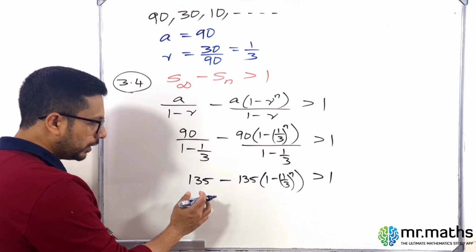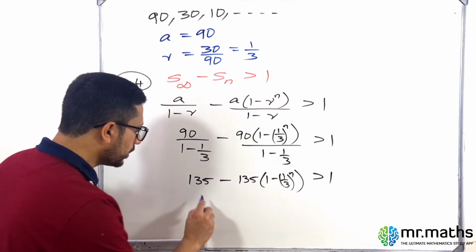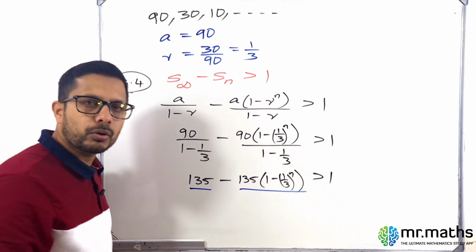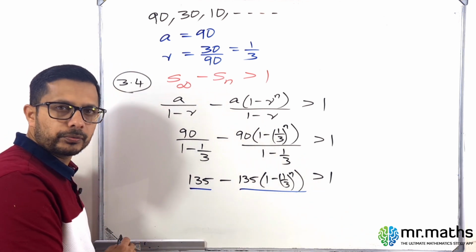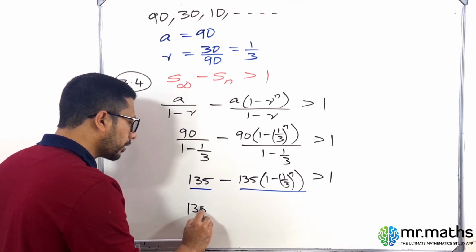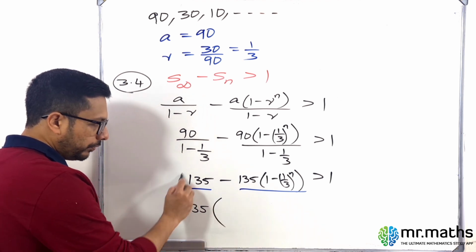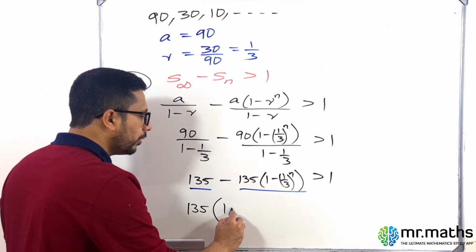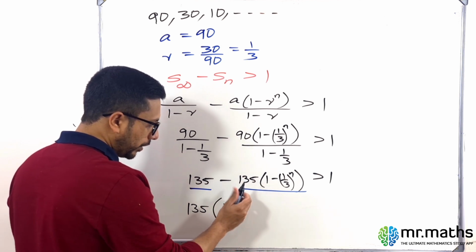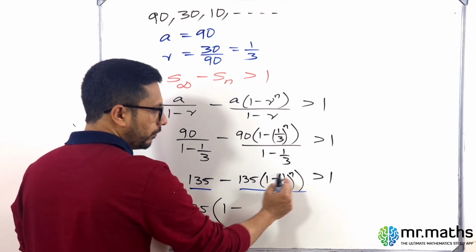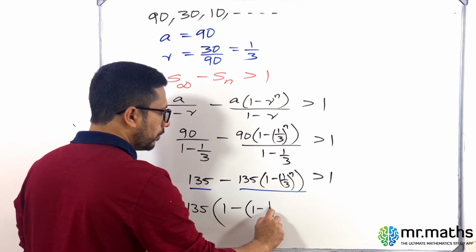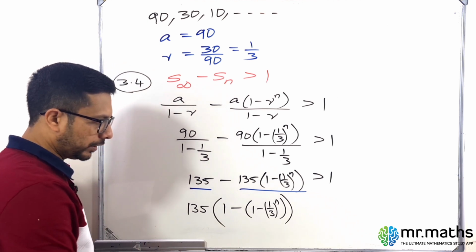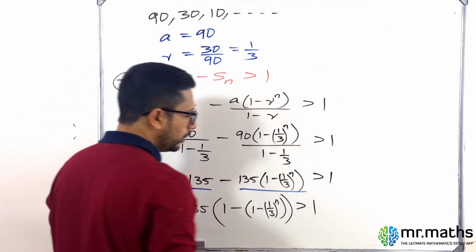So here you can see that there are two terms. This is the first term and this is the second term. So from those two terms, what is a common factor? 135 is a common factor. So take that 135 as common factor. If I take 135 from here, there is nothing left in the first term. So it is 1 minus, and what is remaining from the second term? 1 minus 1 over 3 raised to n. Okay, so that is greater than 1.